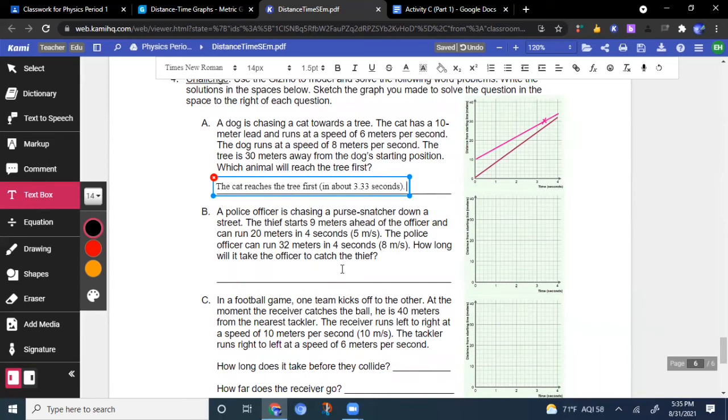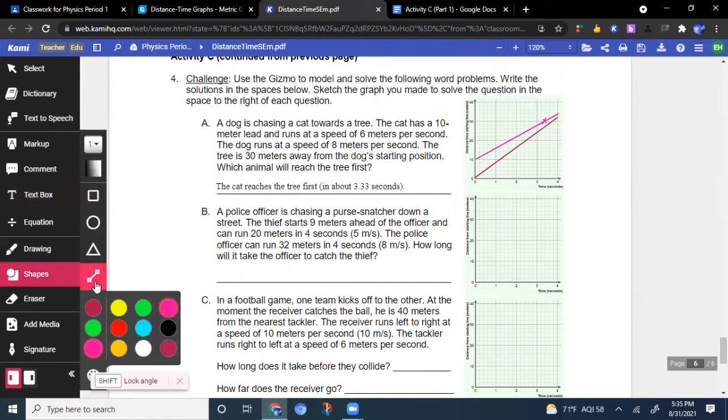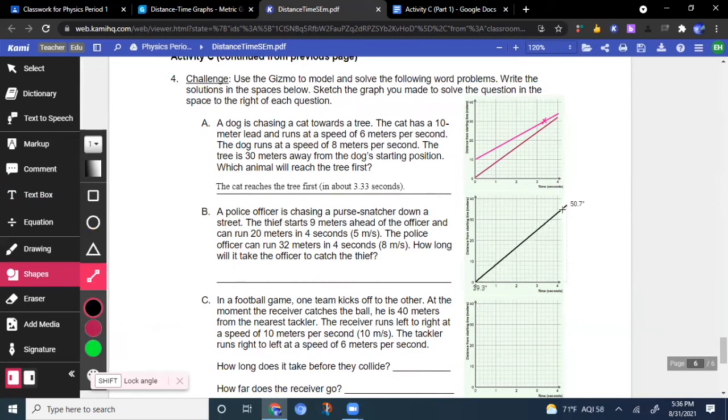All right, so the thief is 9 meters ahead. What we're going to do is start the thief. I'll just use different colors. So the police officer is going to start at 0 and has a slope of 8 meters per second. I'm going to make a graph that looks like that for the police officer. We're going 8 meters in 1 second. But the thief has a 9-meter head start. So I'm going to start the thief right here at 9, and the thief is only going to go up 5 meters for every second.